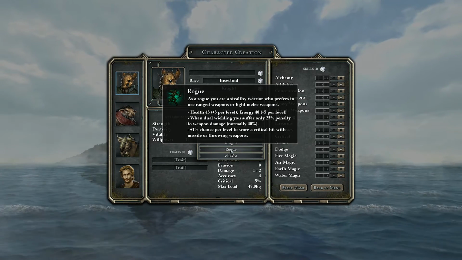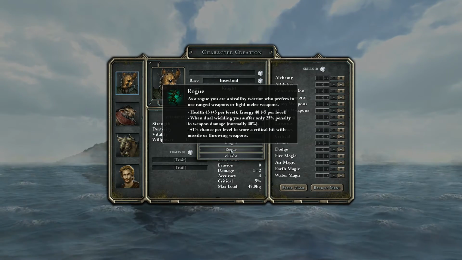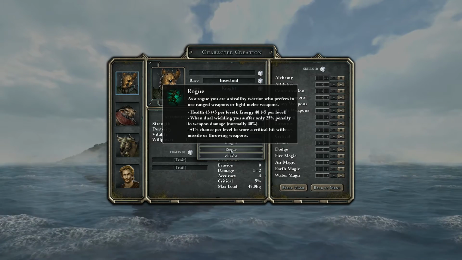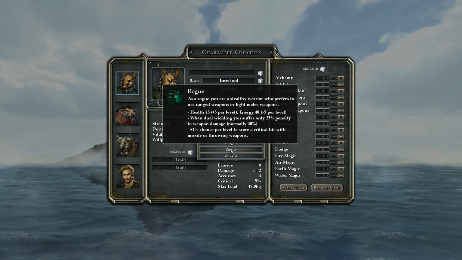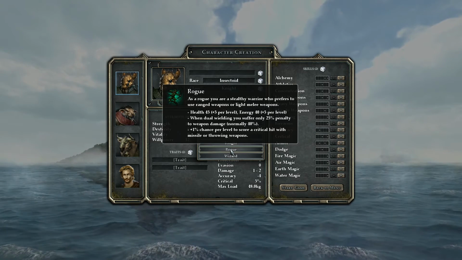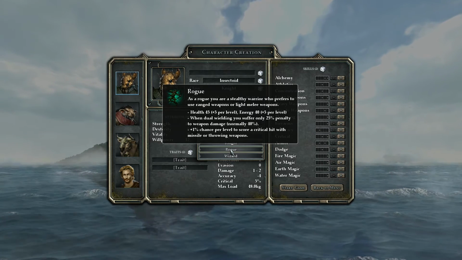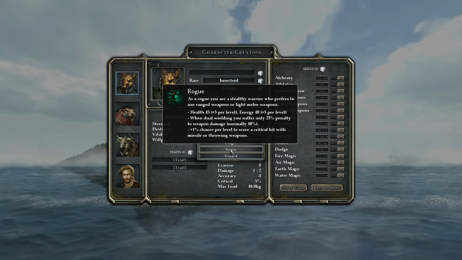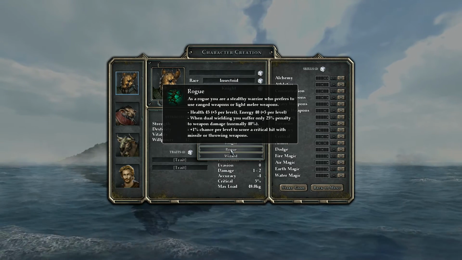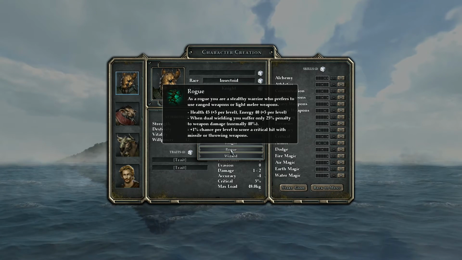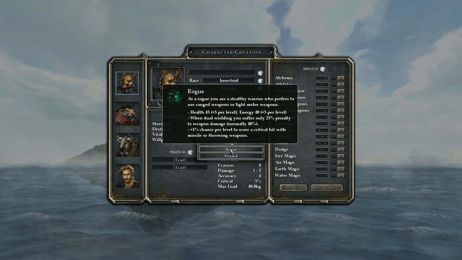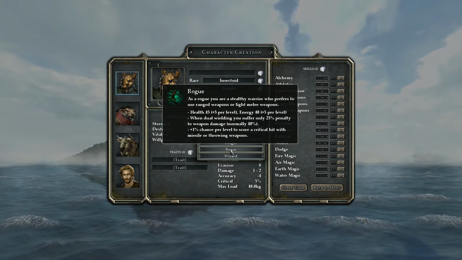Rogue. As a rogue, you are a stealthy warrior who prefers to use ranged weapons or light melee weapons. Health 45, plus 5 per level. Energy 40, plus 5 per level. When dual wielding, you only suffer a 25% penalty to weapon damage, which is normally 40%. And you also gain a plus 1 chance per level to score a critical hit with missile or throwing weapons.